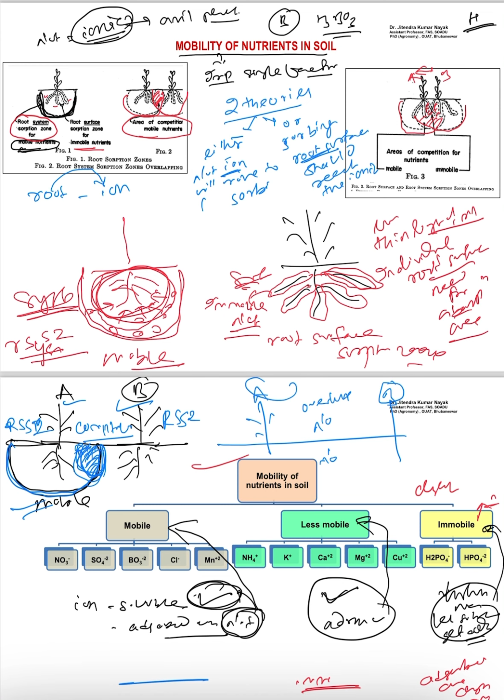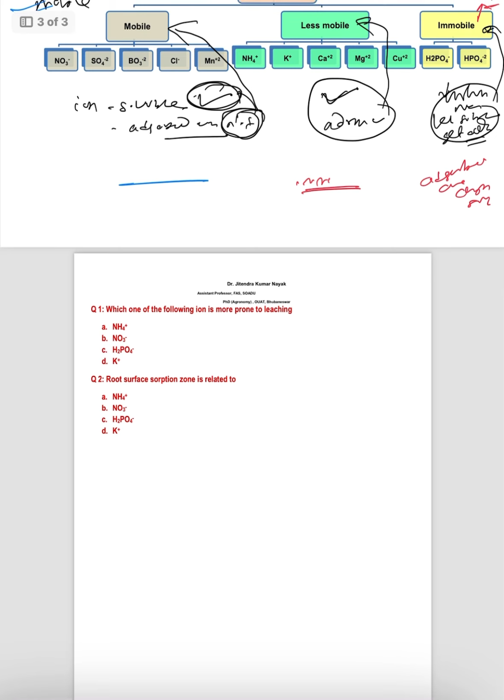So I hope you have understood the concept. So let us come to the question part. Here the first question is, which one of the following is more prone to leaching? More prone to leaching means what? If the nutrient is highly mobile and highly soluble in nature, then it will be leached.